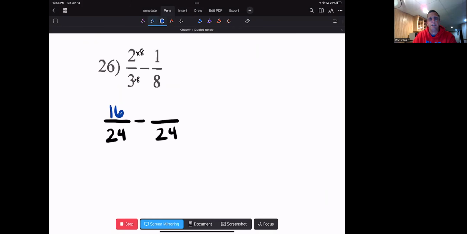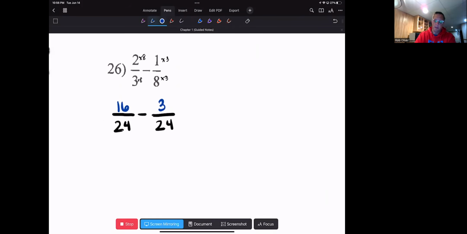The point is that we're changing the numerator and the denominator so that they have the same denominator. All right, for the other fraction, 1/8, that changed by a factor of 3, because 8 times 3 is 24. So we multiply that on the top as well. 1 times 3 is just 3. We're not going to add these, we're going to subtract. So 16 minus 3 is 13 over 24.